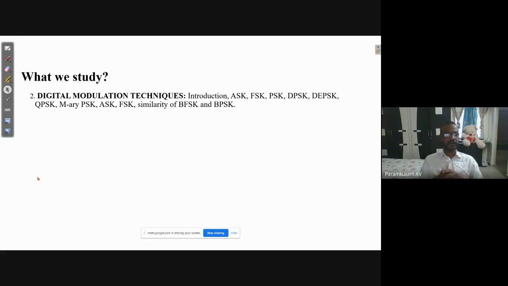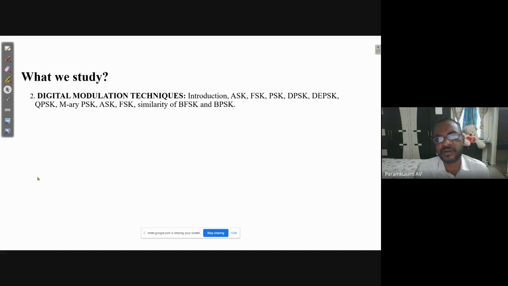So in this unit, we will learn about the different modulation techniques that can be utilized to modulate the digital signal, that are ASK, FSK, PSK, DEPSK, and so many others. So in the second unit, we will discuss the different modulation techniques that are used to modulate the digital signal. What is ASK? Amplitude shift keying.